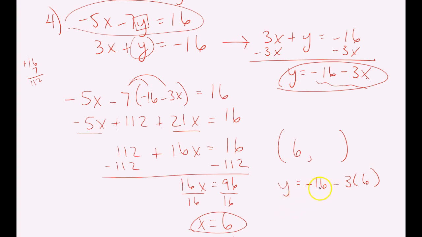Okay, so negative 16 minus 18 is a negative 34, I believe. Wow, that is an ugly answer, but that is the answer nonetheless. Okay, that's why I wanted you to do this over 2 days. They're going to take a lot of brain power.